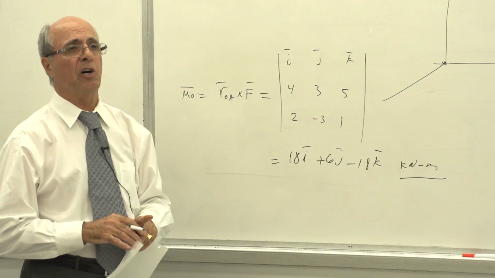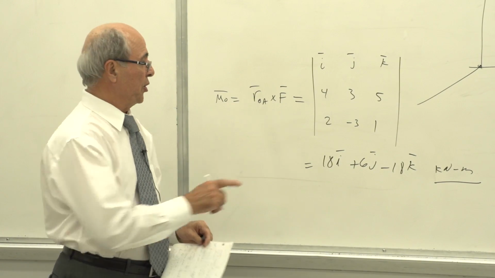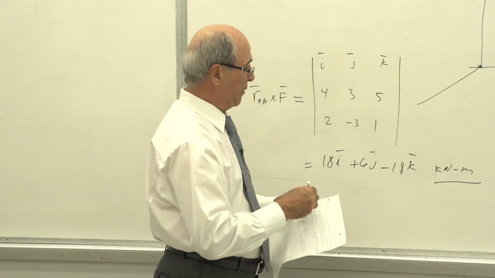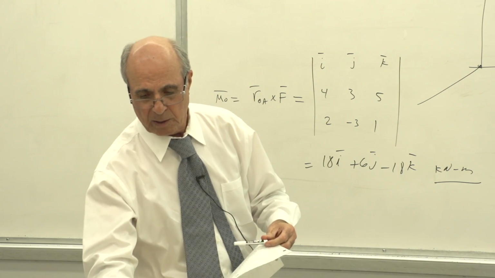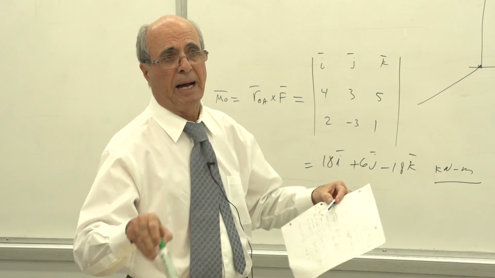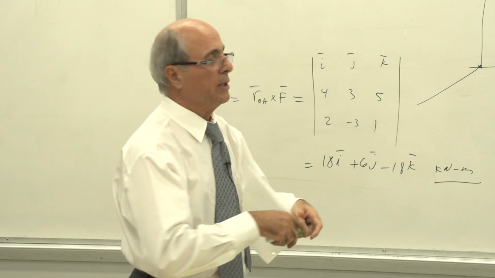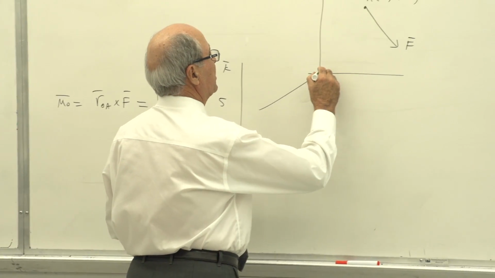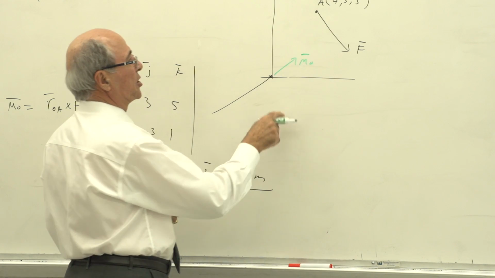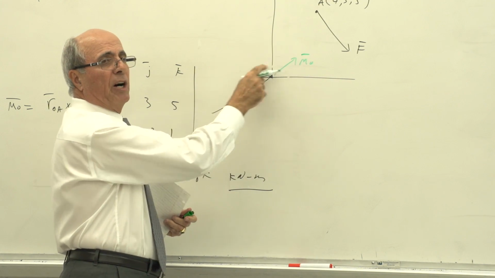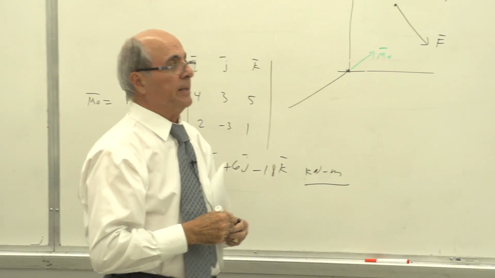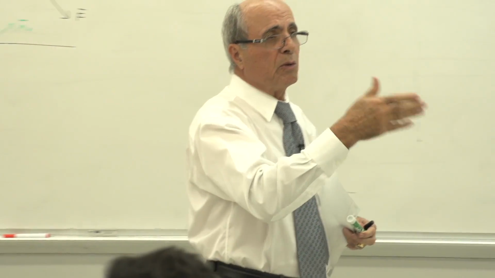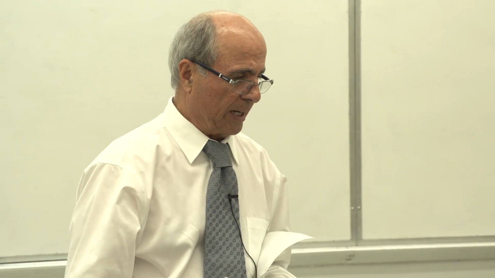Now, here is what we talk about, moment about a line. What I have done here, this vector M_O, is a vector applied at point O, yes or no? That's M_O. It has three projections, Mx, My, and Mz: 18, 6, and minus 18. Now, you can use this method if you want, as I said before, to calculate your moment about every axis. Is that correct?